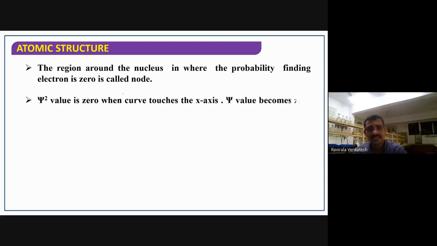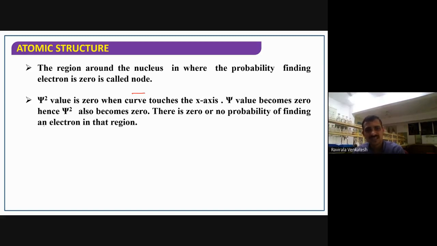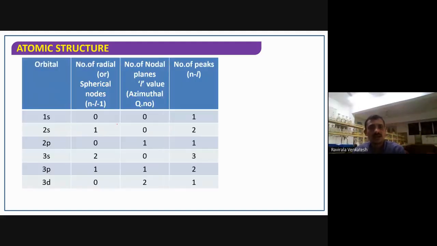What is a node? The region around the nucleus where the probability of finding the electron is 0, where the psi square curve touches zero, is called a node. Okay, so this is about the nodes.